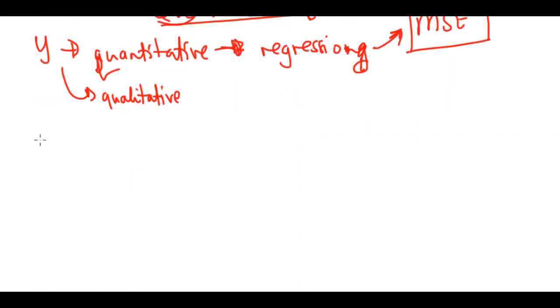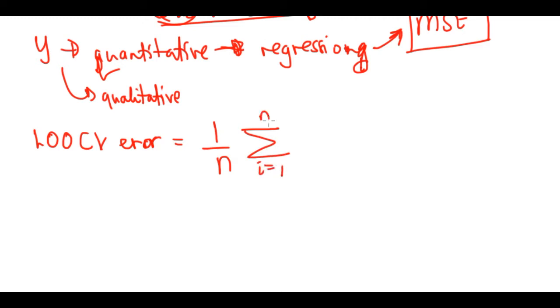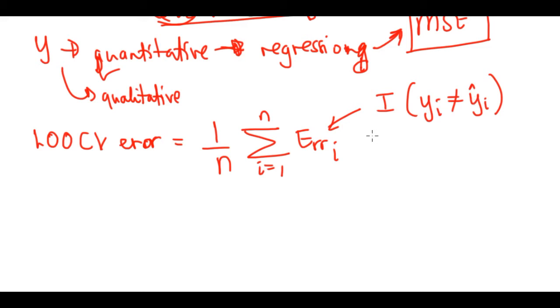So for example, in our LOOCV, the error that we use to estimate the test error will now be given by 1 over n, summation of i equal to 1 to n, Err_i, and this Err_i is just the indicator of misclassified observations. So if you misclassified many observations, this LOOCV error will be high, right? So basically that's what we're doing here. Instead of using the MSE, we just use the number of misclassified observations.